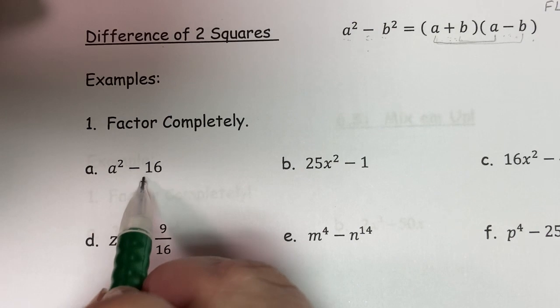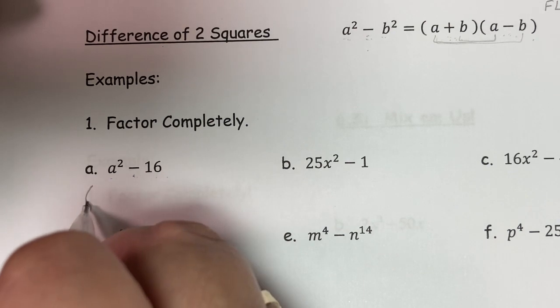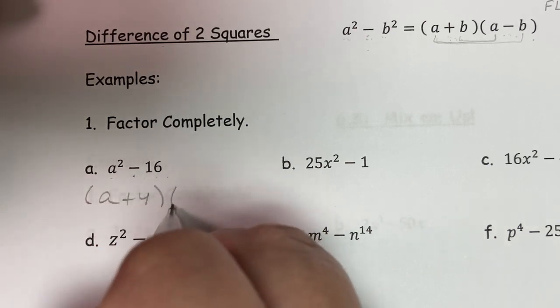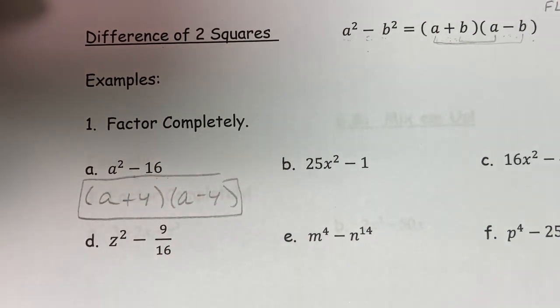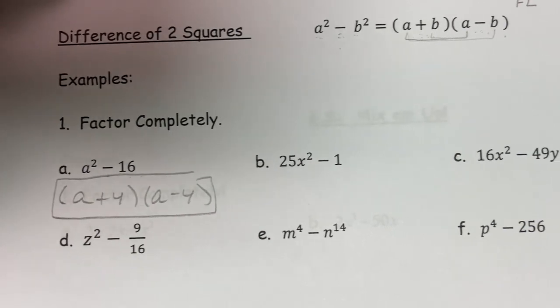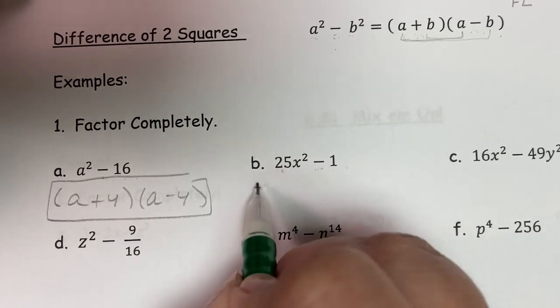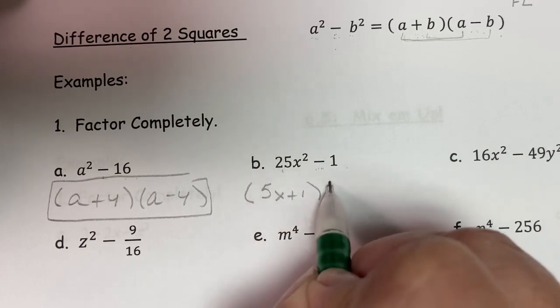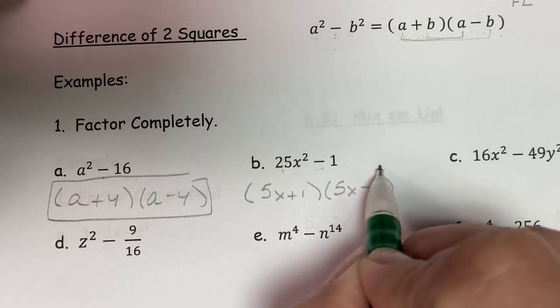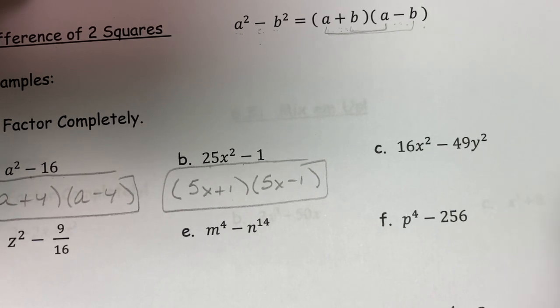So once you identify it as a difference of 2 squares, it's totally easy to factor. Look, a squared minus 16. It is a difference of 2 perfect squares. It's going to factor into a plus 4 times a minus 4. And bam, you're done. Now again, you can always FOIL them or FLA them back together as a check. Is this a difference of 2 perfect squares? Absolutely. And it factors into 5x plus 1 times 5x minus 1. See how it works?